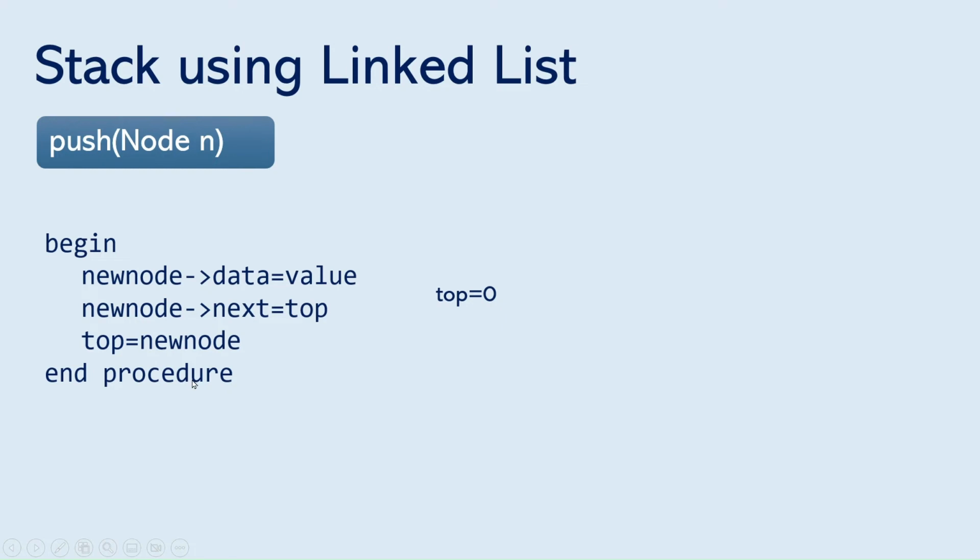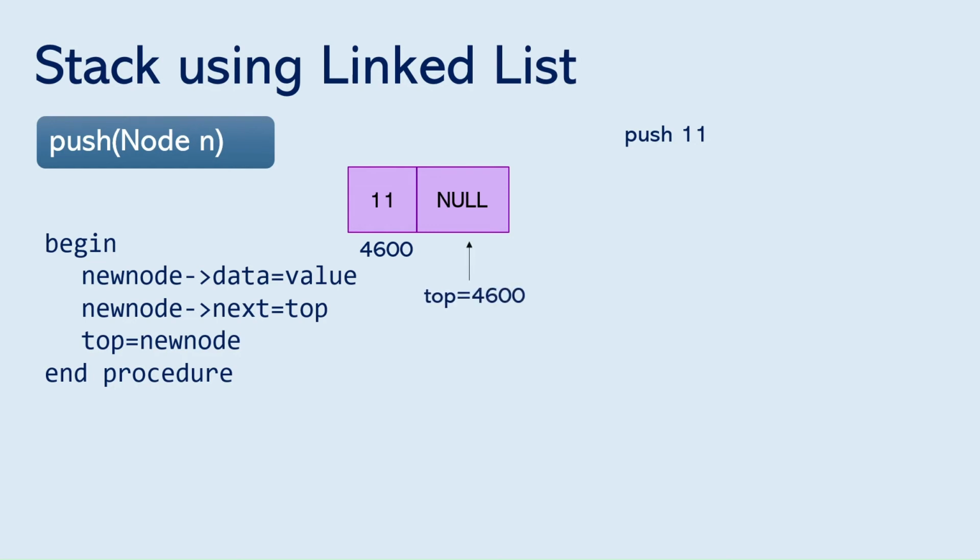End of procedure. So let's try to push a node with the value of 11 and the address of 4600. Now new node of data is value of 11, new node of next is equals to top. So now that the top is 0, the pointer of the first node will be null, and then the top will be given the value of the address of new node, which is 4600. So this is how it looks like.